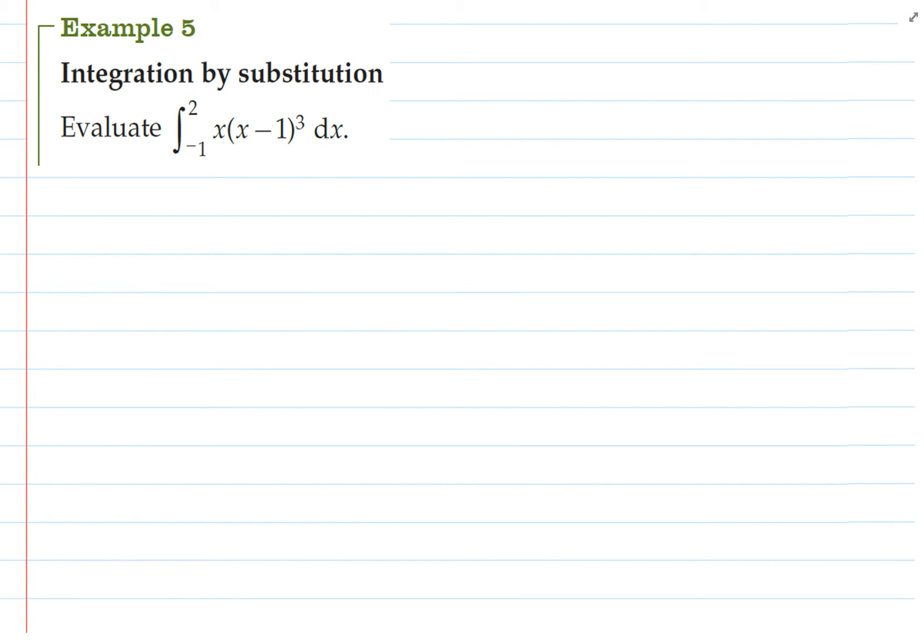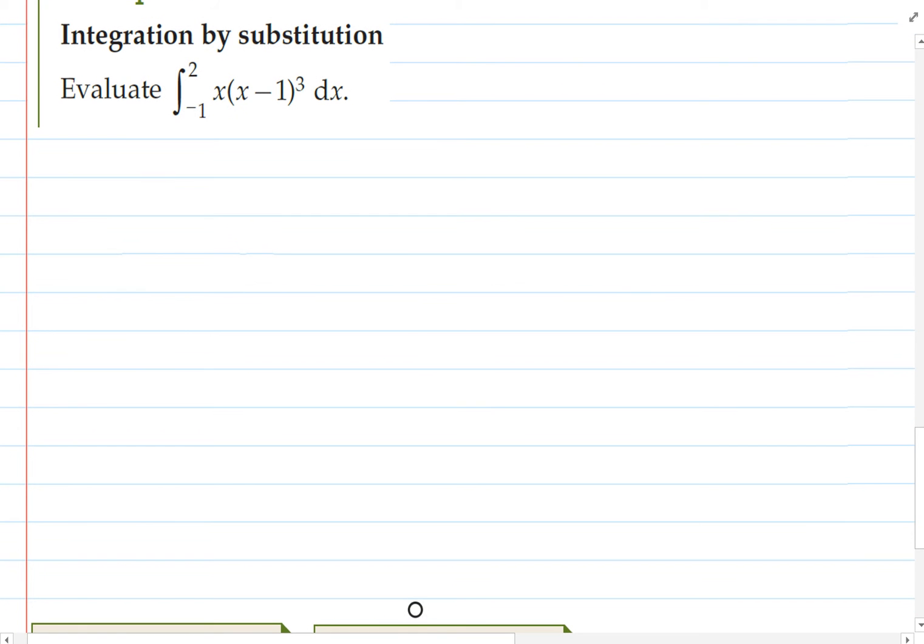Okay, Year 13s, in this last example we're looking at integration by substitution for a definite integral. We want to make our substitution first, so I'm going to write it as x times u to the 3, where u is x minus 1. That means we can rearrange it as x equals u plus 1, and dx would be equal to du, which makes it nice and easy.